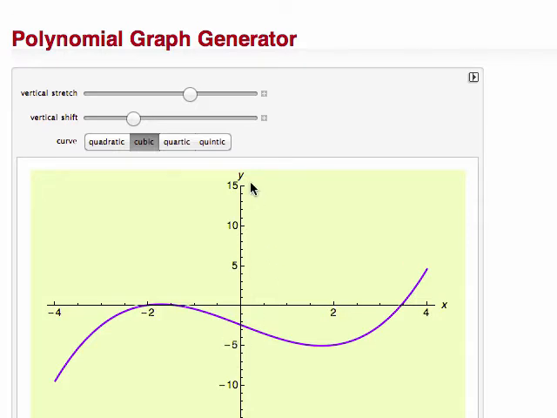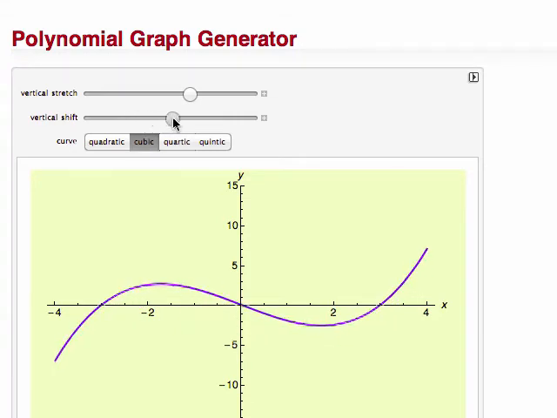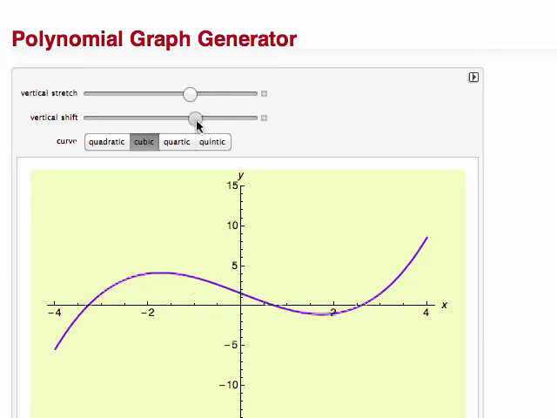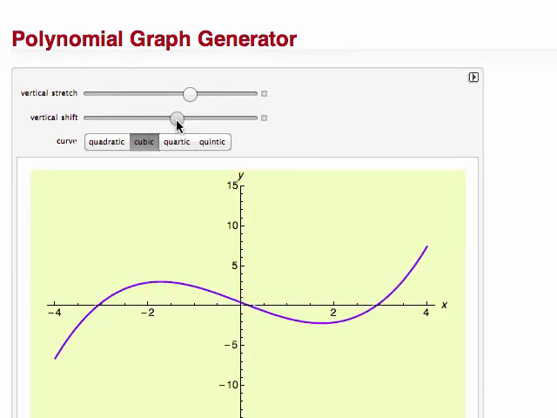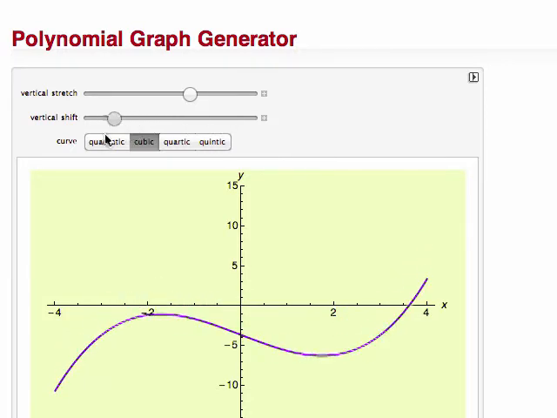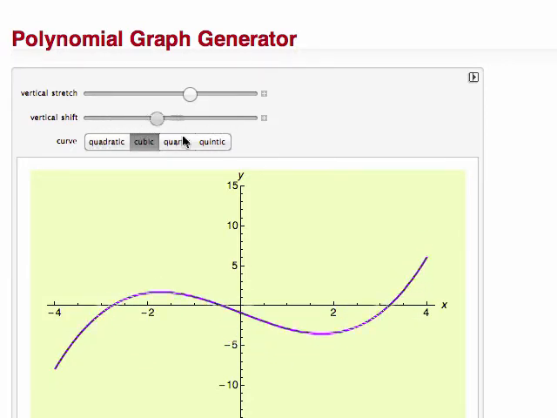Now, as you're going to learn, the shapes of polynomial functions above degree 2, so degree 3, degree 4, degree 5, the shapes can be quite varied, unlike with lines and parabolas. So this is just one particular cubic graph, and if I shift it, I can see that I get at most 3 x-intercepts, but I might get 1, depending on how it's shifted.